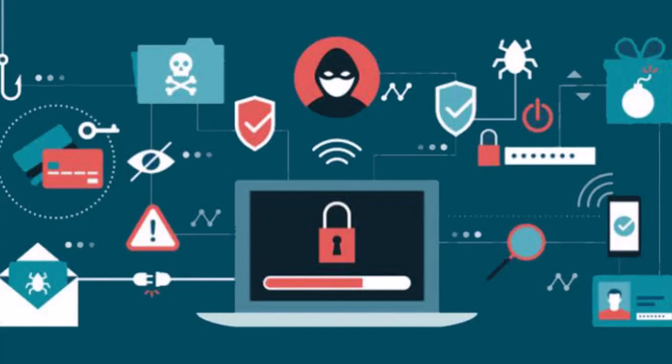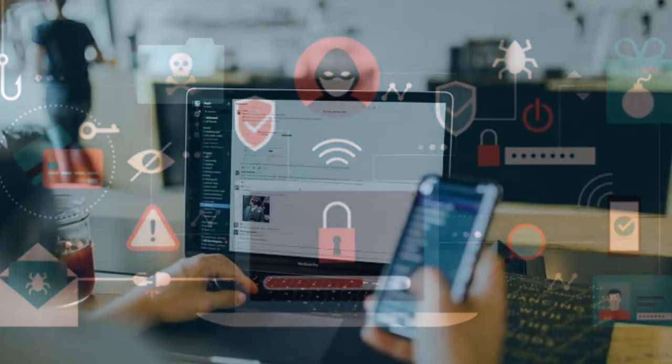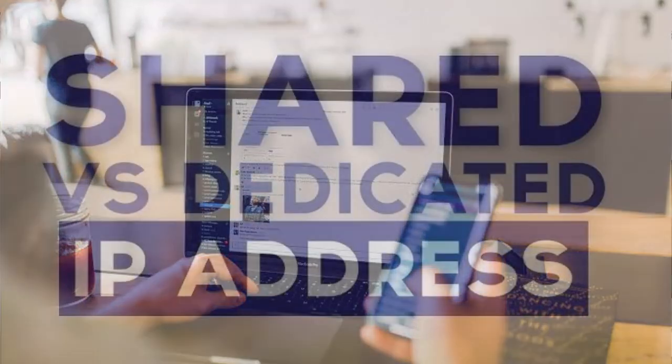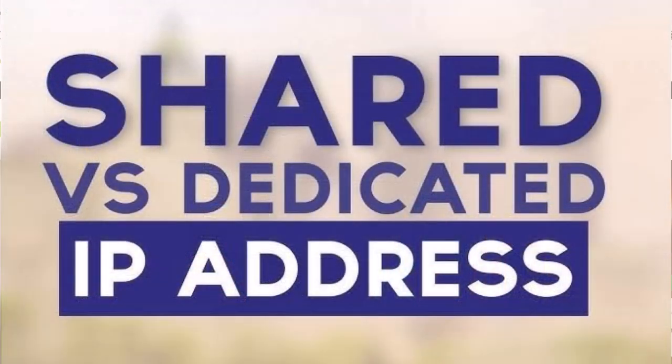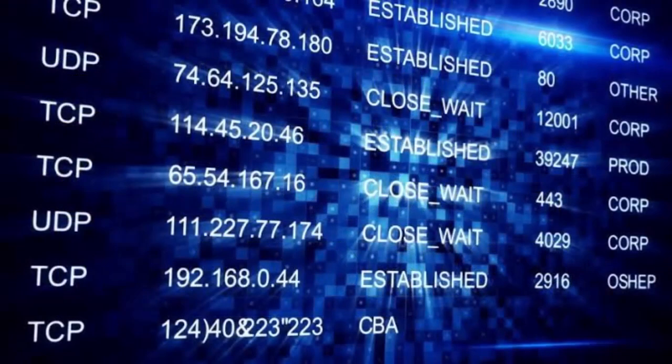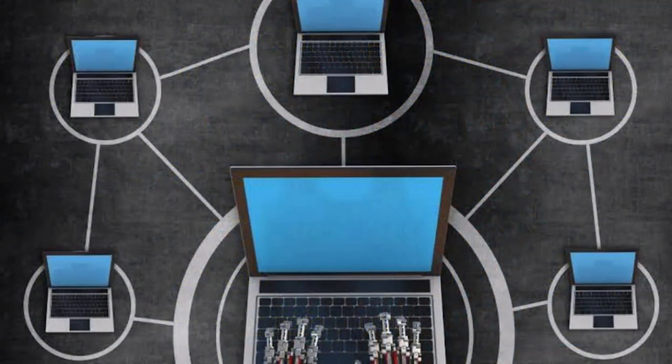So now, who needs a dedicated IP address? If you are running a personal blog or a small website, you can usually use a dedicated IP address. But meanwhile, the shared IP address is also good for a personal blog and also a small website. So in a nutshell, a dedicated IP address is a unique address for your website, while the shared IP address is a shared address for all users within the shared environment.